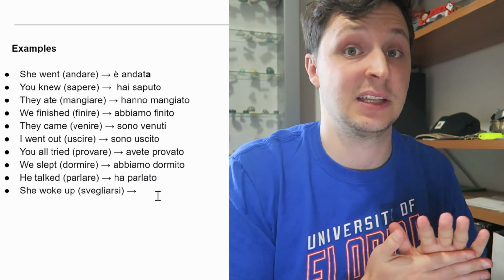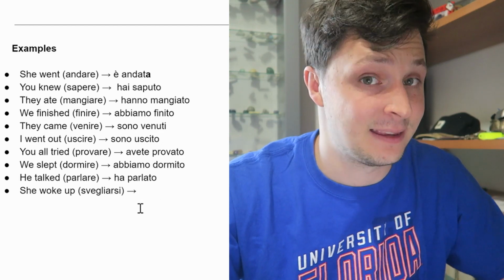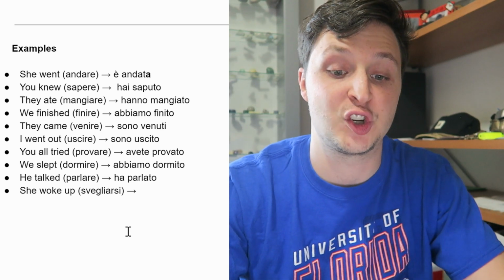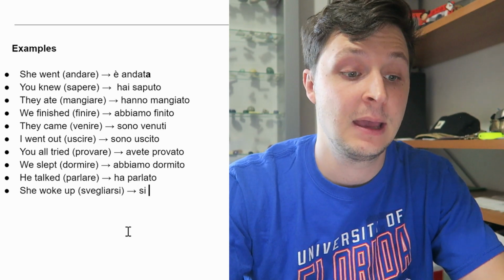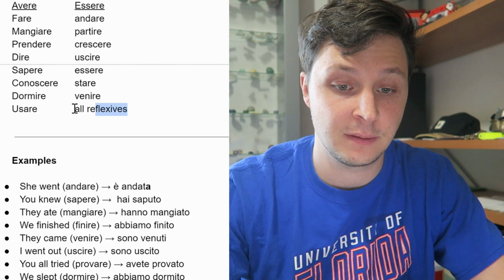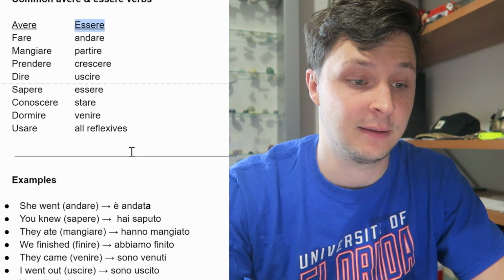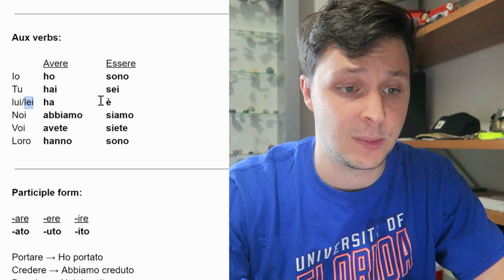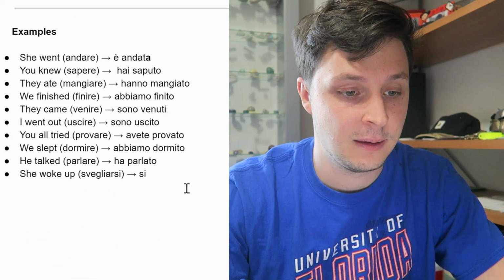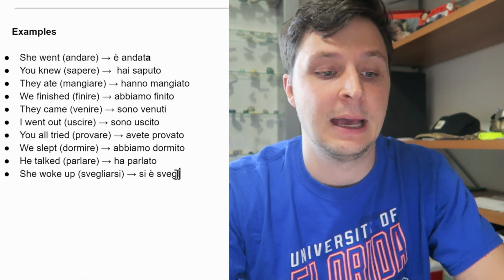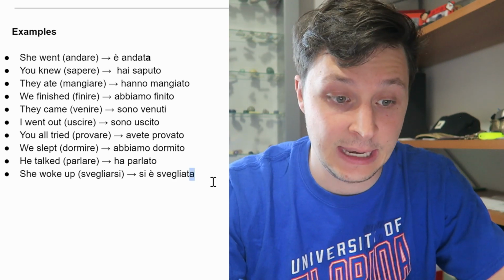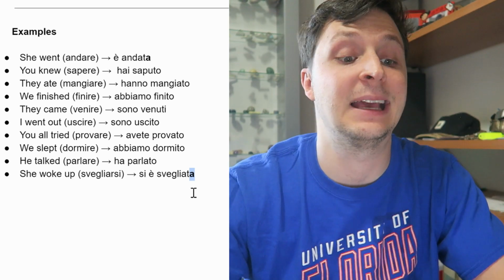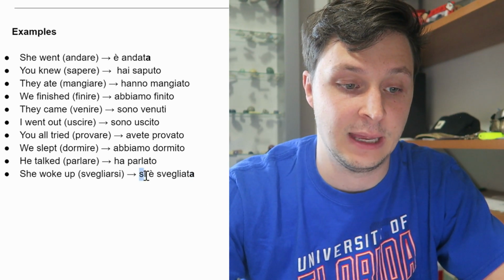Last but not least, a challenge for you guys. Svegliarsi. This is reflexive. We do have a video on reflexives. Check that out. But this is she woke up, so it's feminine. So si. Now, all reflexives are essere. Okay? All reflexive are essere. So we know it's si. What's the essere for she? It's going to be è. So si è svegliata. So keep the ending agreeing with the person. She's singular, it's a woman, so si è svegliata. And here's the reflexive part of that, the si at the beginning.